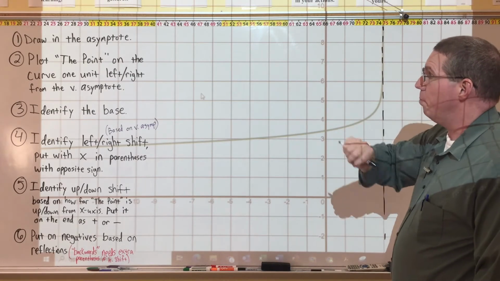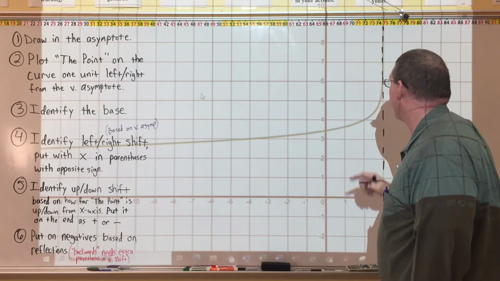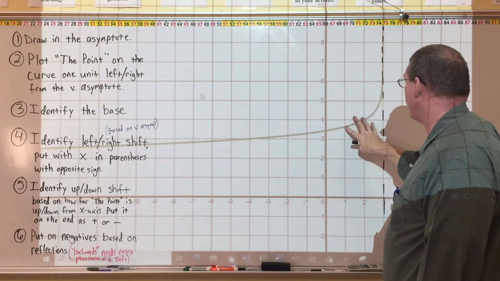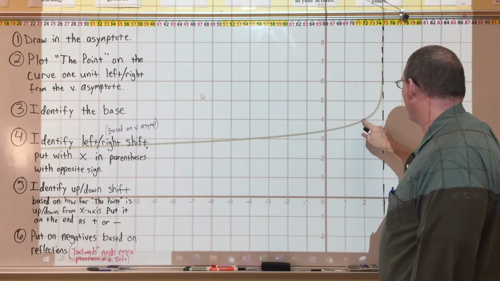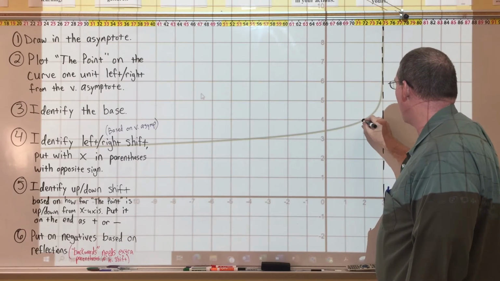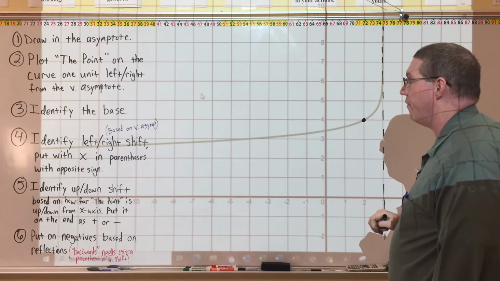It says step 2, plot the point on the curve 1 unit to the left or the right. I'm going to go to the left because it looks like this curve is on the left side of the asymptote. So 1 unit to the left, go to where the curve is right here, plot a point. That is the point. Now I want to identify the base.